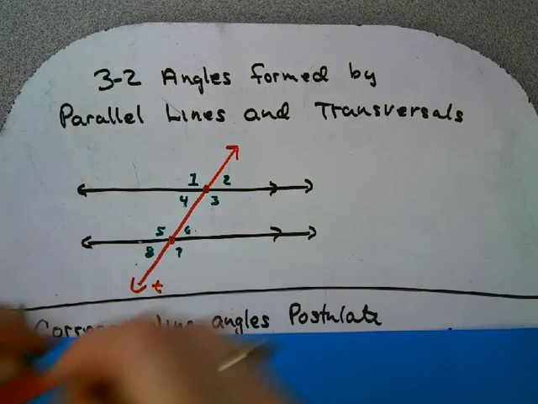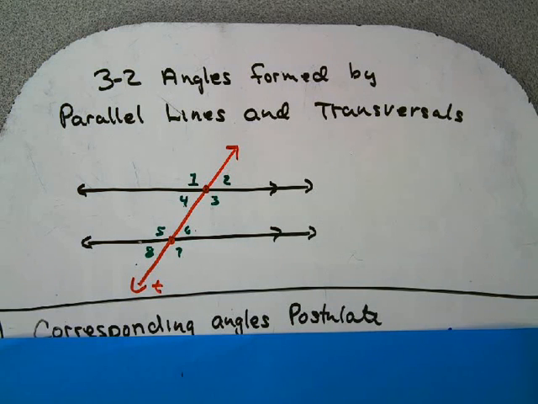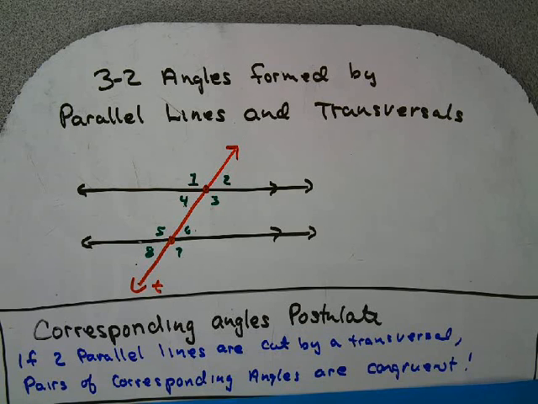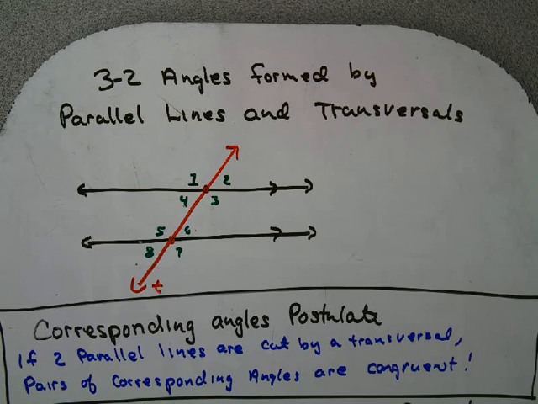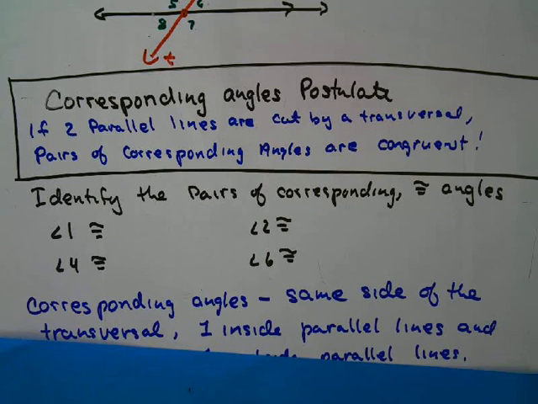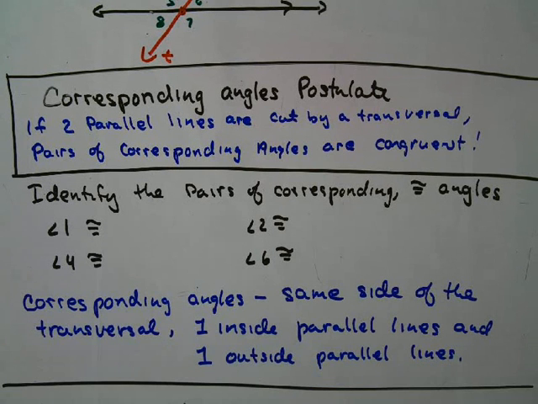These are what you call corresponding angles because their angles correspond with each other. They're exactly the same slope. So if two parallel lines are cut by a transversal, pairs of corresponding angles are congruent. And all that means is, when they correspond, think about this as they're on the same side of the transversal. Corresponding angles are on the same side of the transversal. One is inside the parallel line and one is outside the parallel line.